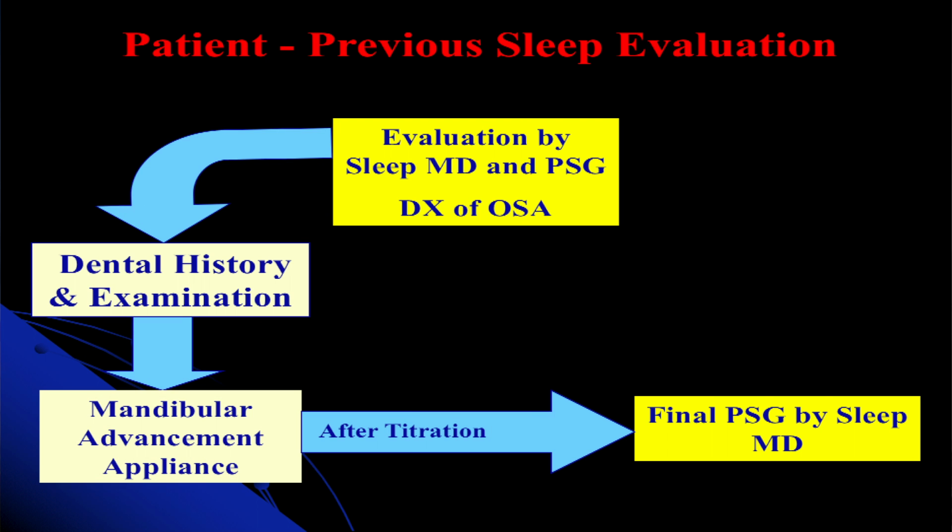Now, the other type of patient that comes into your office is one that you, or some other doctor, has already sent for a sleep study, or the physician has already diagnosed them with obstructive sleep apnea. They've already had a diagnosis. They come to you and say, hey doc, I'm on the CPAP, I hate it. Is there another thing you can help me with here to get me off this thing? Well, you do your history and examination, fabricate the advancement splint, then after it's been titrated, send them back again to the physician for a final PSG. So that's the protocol for oral appliance therapy.